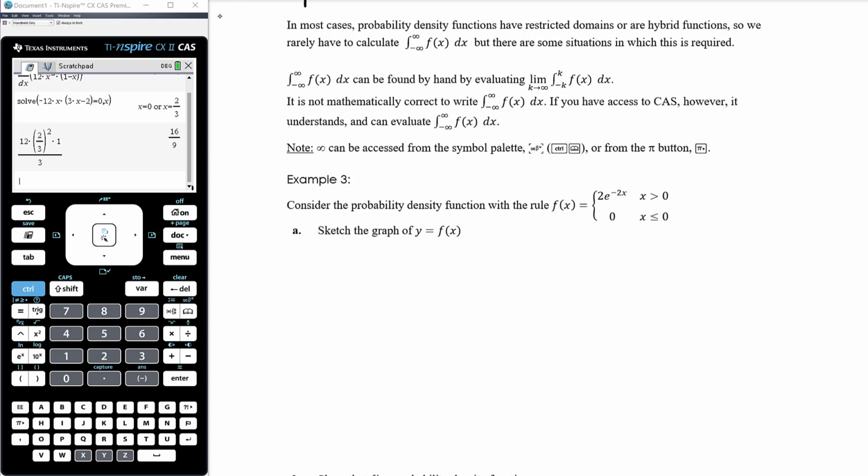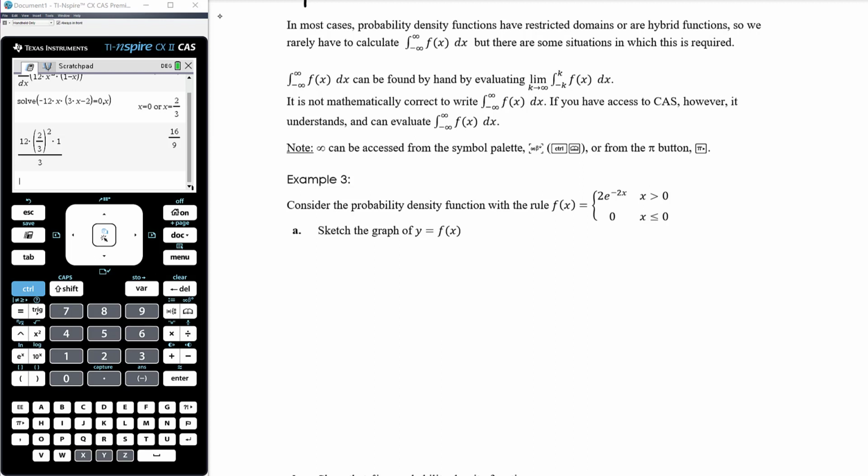So the integral from negative infinity to infinity can be found by evaluating the limit as k approaches infinity of the integral from negative k to k. And in fact, this is the mathematically correct way to write this statement. Given that infinity is an idea of bigness, it can't actually be a limit of integration. You can't actually substitute infinity into something. So actually this is what we would write down.